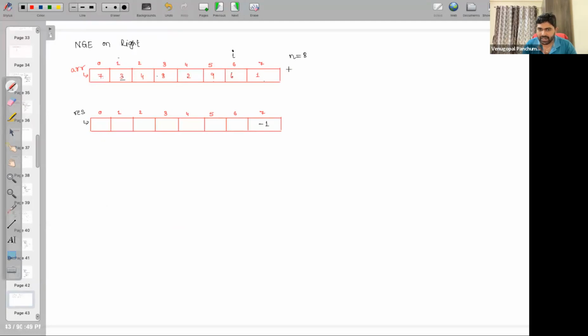Okay. 6 right side, nothing. So -1. 9 right side, nothing. -1. 2 right side, 9 and 6 are bigger, but 9 is closer. 8 right side, I think 9 is bigger. 4 right side, 8 is bigger. 3 right side, 4 is bigger. 7 right side, 8 is bigger. So this is the output, friends. So please work out. Okay.